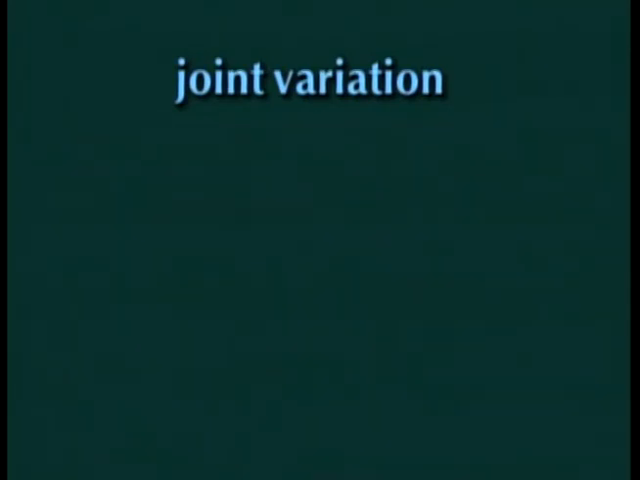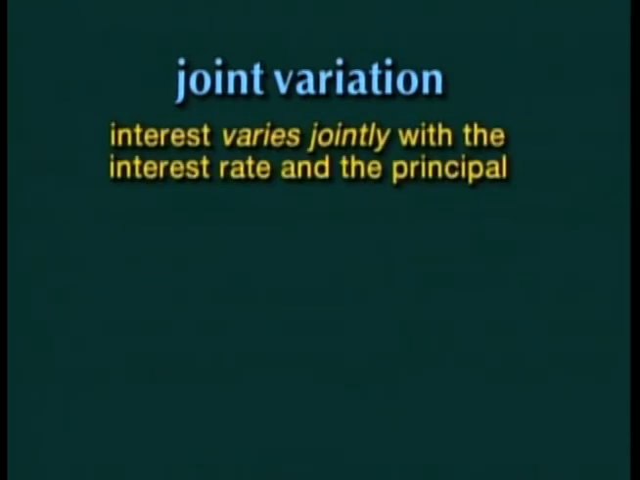Another example of joint variation is interest on a loan. Interest paid, I, varies jointly with the interest rate, R, and principal borrowed, P. In this case, the constant of variation is the same as the length of time money is lent.